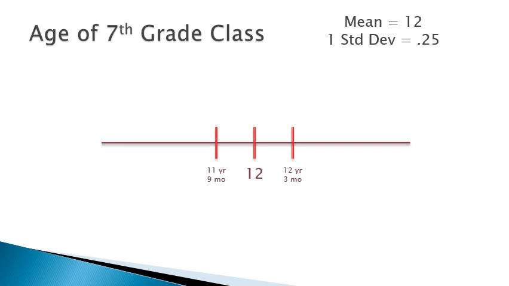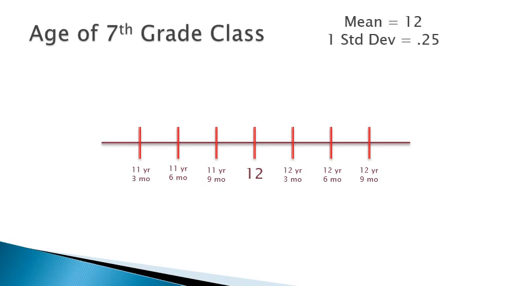So now what do we know? We know that 65% of all of those students are going to fall within 11 years, 9 months, and 12 years, 3 months, meaning 3 months on either side of that average age. 95% will fall within 11 and a half years and 12 and a half years old, and 99% of those students will fall within 11 years, 3 months, and 12 years, 9 months.